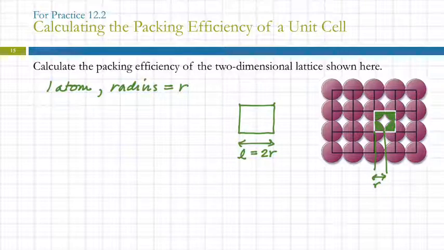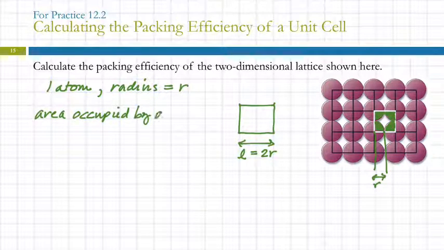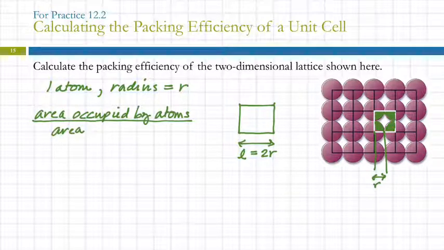So the packing efficiency will be the area occupied by atoms divided by the area of the cell.